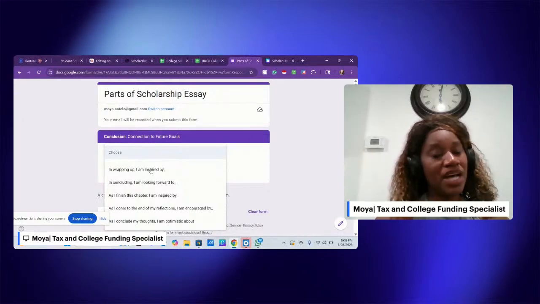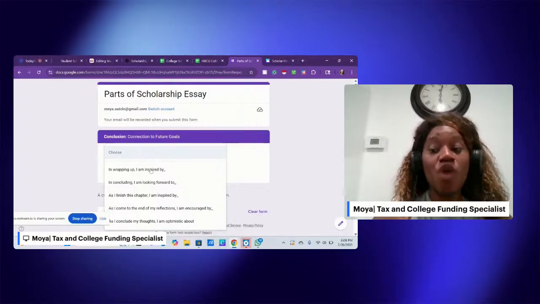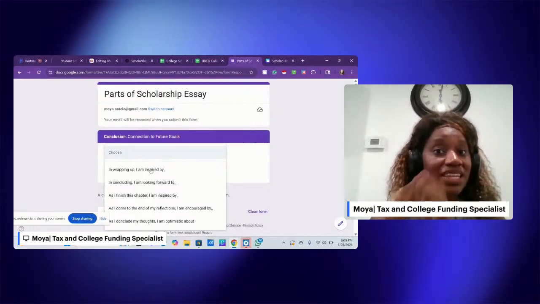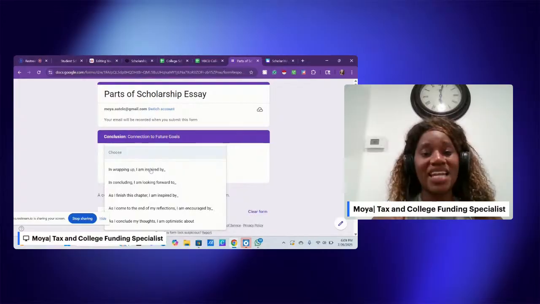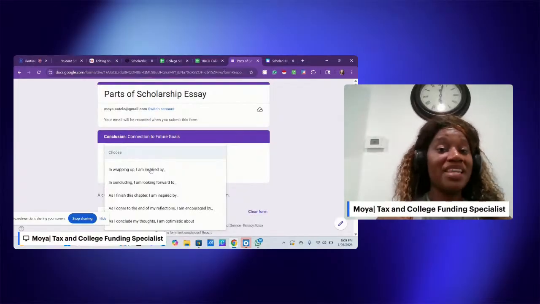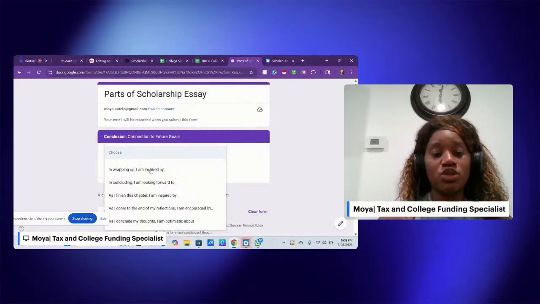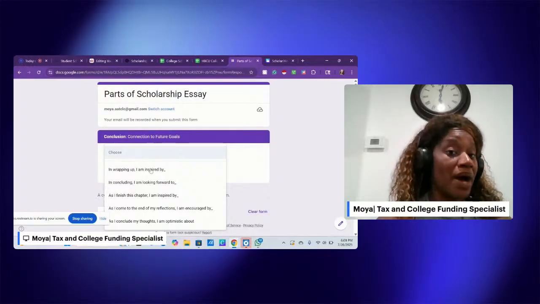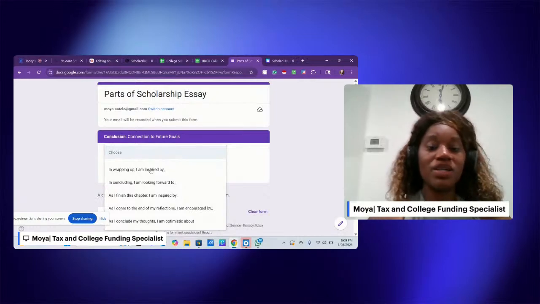I say this every time because even if you go in and edit it, which is perfectly fine, by the way, I still want you to include something that adds closing language. So: in wrapping up, I'm inspired by; and concluding, I am looking forward to; as I finish this chapter, I'm inspired by; as I come to the end of my reflections, I am encouraged by; as I conclude my thoughts, I am optimistic about. Okay, what does that look like for you?